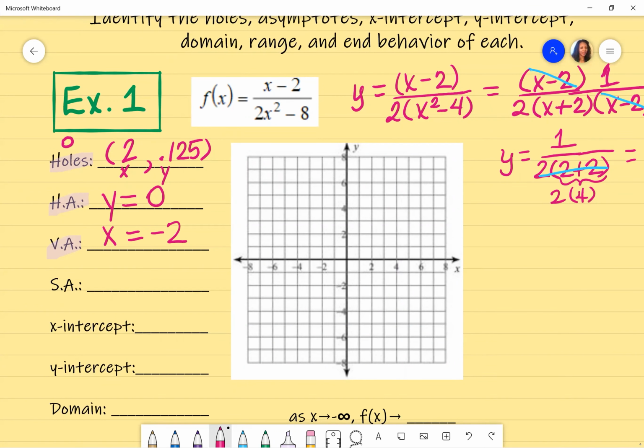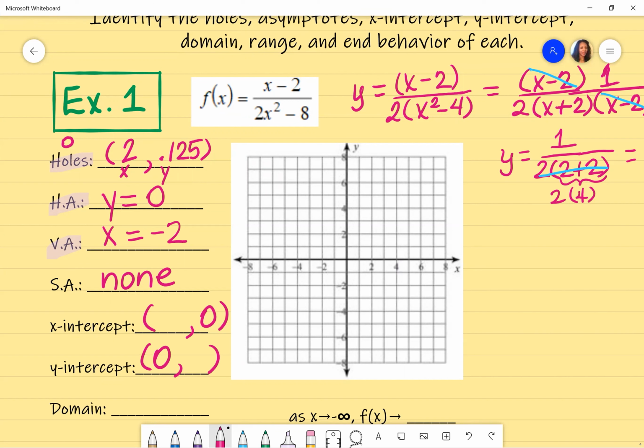I said in my notes that if I have a horizontal asymptote, which I do, that means I cannot have a slant asymptote. So I'm going to write the word none. My x-intercept means that my y has to be 0. My y-intercept means that my x has to be 0. So I can go ahead and set that up.